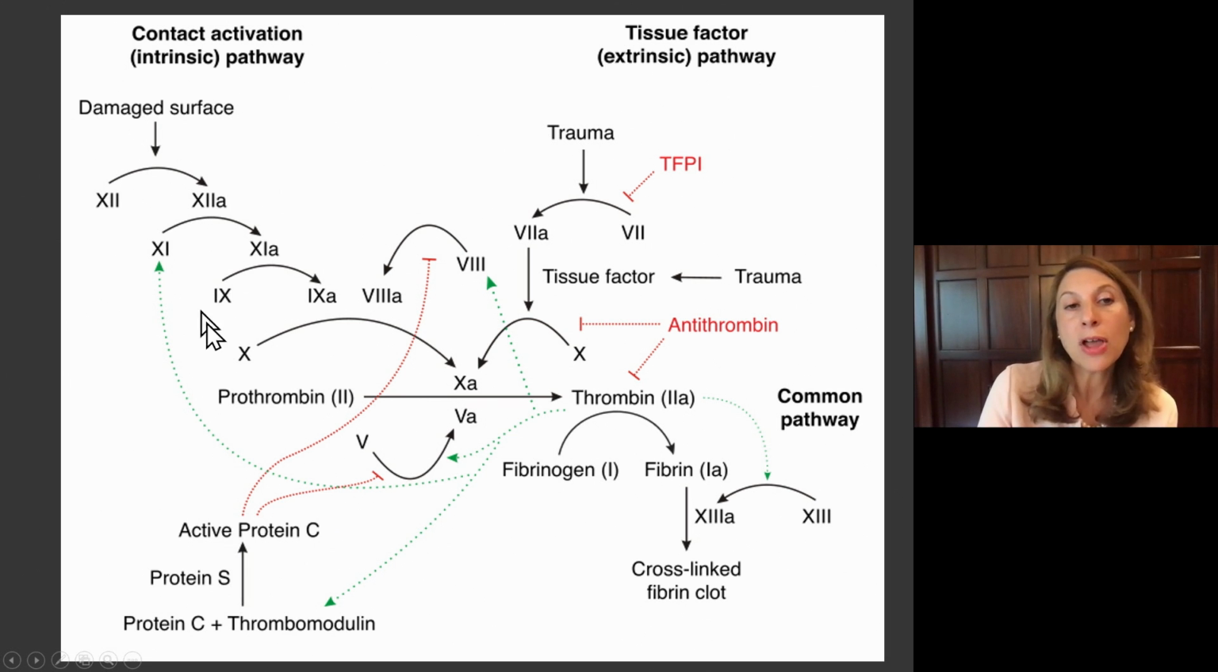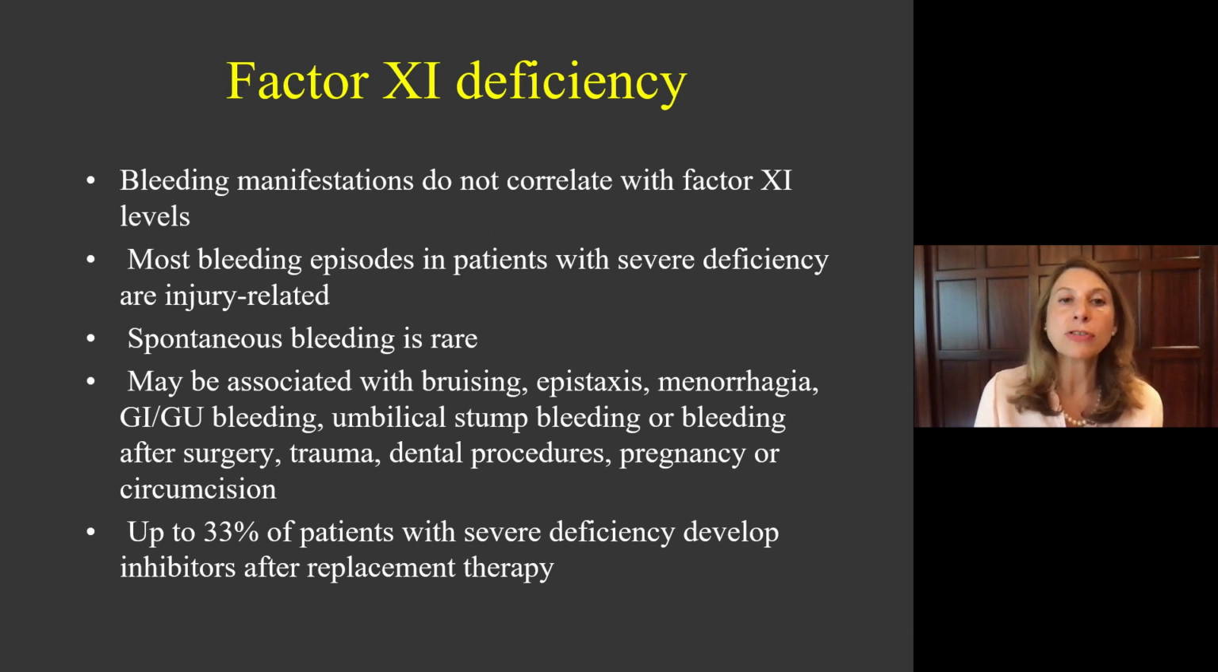Just to remind you, factor 11 is found up here in the intrinsic pathway, and this all leads down to factor 10 activation and thrombin formation. In factor 11 deficiency, the bleeding manifestations do not correlate with the factor 11 levels. So you have to not only look at what the level is, but also at the patient's bleeding history. Most bleeding episodes in patients with severe deficiency are actually injury related.